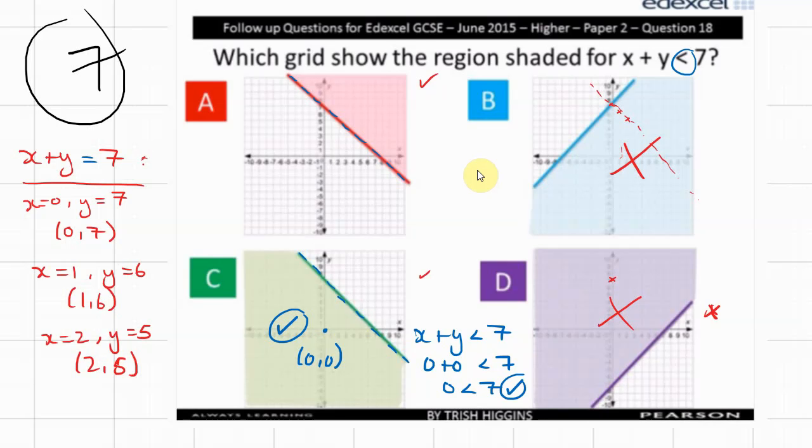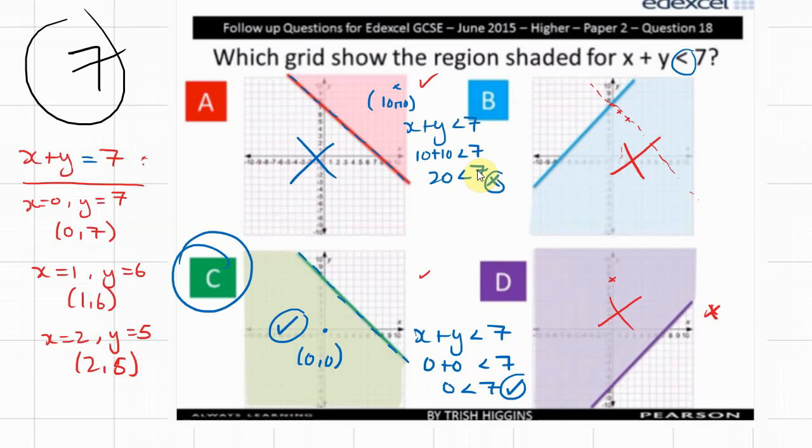But let's just see why this one wouldn't be true. Let's pick this coordinate here, 10, 10. They're saying this is true because they've shaded it in. So instead of x plus y is less than 7, they're saying 10 plus 10 is less than 7. Is 20 less than 7? No, definitely not. So that would be our answer because that is shaded in the correct region.